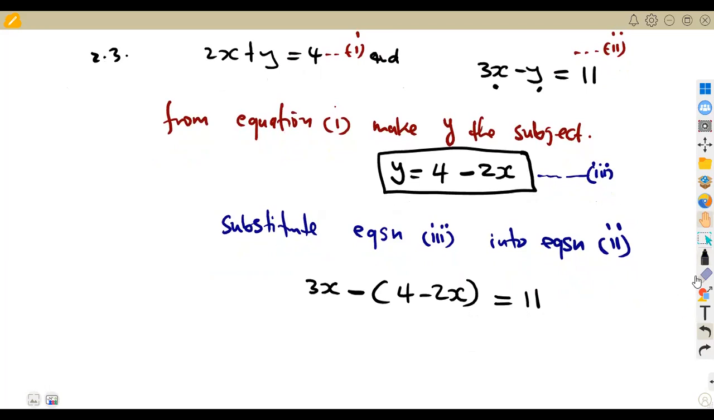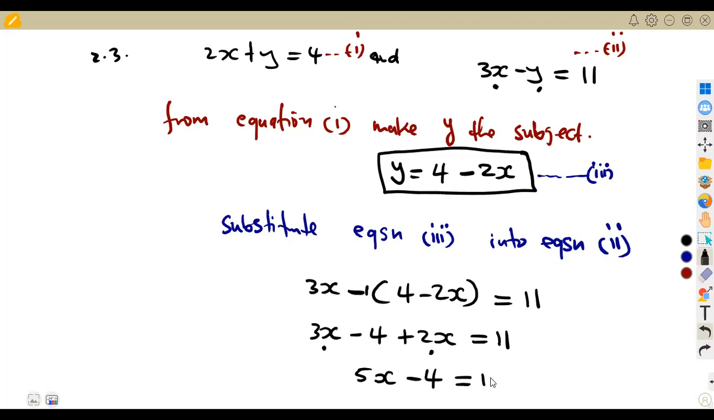If it is only in terms of x, I can solve for x by expanding the brackets. This is the same as -1 times (4 minus 2x). So -1 times +4 gives us -4, and -1 times -2x is a negative times a negative, which is positive 2x, equal to 11. I can just combine my terms on the left-hand side because these are common terms, 3x and 2x. If I add 3 plus 2, I obtain 5x minus 4, which is equal to 11.